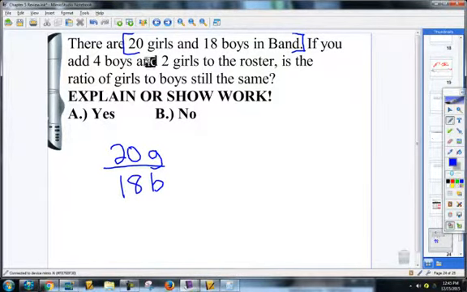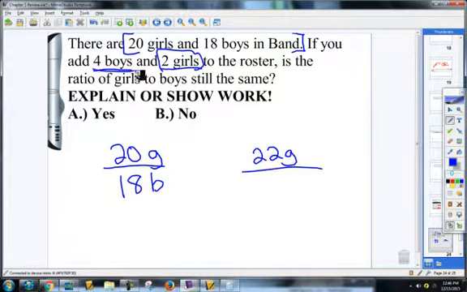Okay? We know that it's 20 girls to 18 boys. That is the ratio in band right now. We need to know that if I were to add 4 boys and 2 girls to that class, would I have the same ratio? So what we're going to do is we're actually going to add those boys and those girls in. So if I'm adding 2 girls to the class, how many girls do I have now? 22. 22 girls. If I'm adding 4 boys to the class, how many boys am I going to have? 22. 22 boys.